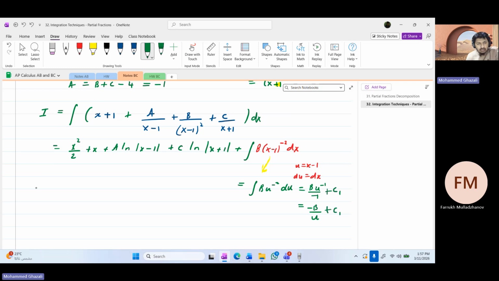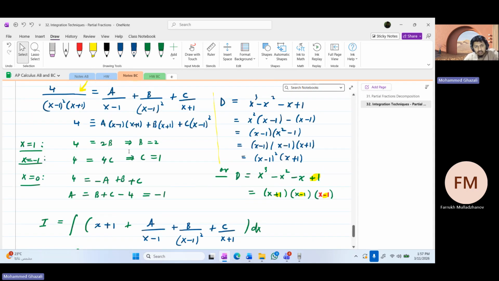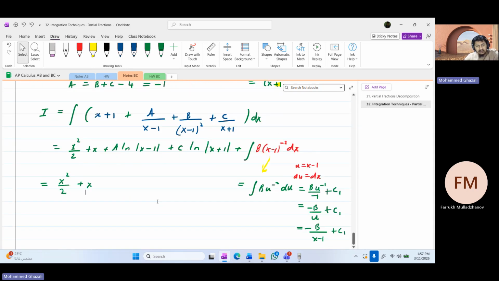All right. So my final answer, you know what the value of u is. That's x minus 1. Now let's substitute everything inside. x squared over 2 plus x. What was the value of a? a was -1, negative ln. What was the value for c? c was 1, so ln.